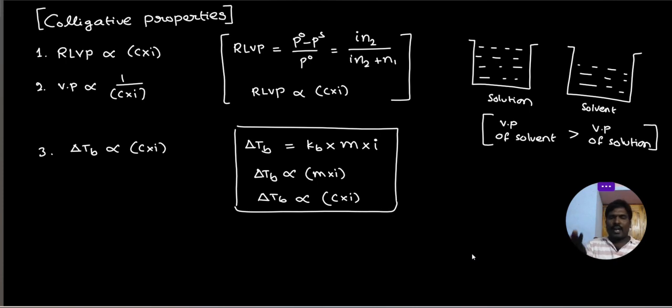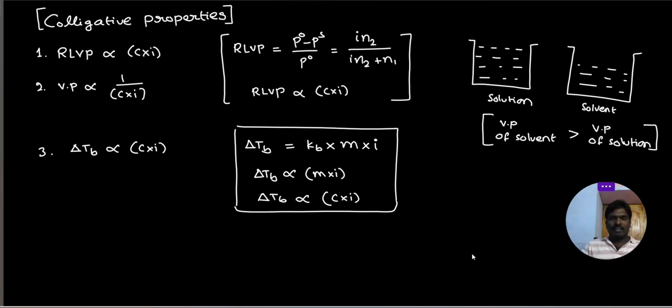Clear? To the solvent you are adding solute, solution prepared. Solution vapor pressure decreases as compared to solvent. You know what the boiling point definition is? Boiling point is the temperature at which the liquid vapor pressure is equal to atmospheric vapor pressure. That is called boiling point. That temperature is the boiling point.